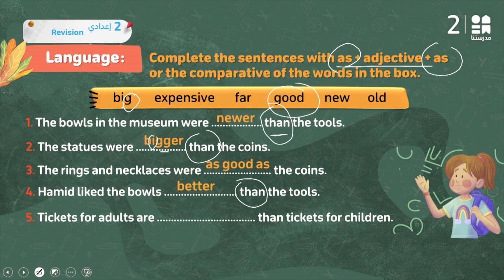For number 5 here, tickets for adults are more expensive than tickets for children. Adults, the big people, are more expensive than tickets for children. Of course, I have "than". Again, I have to think of a comparative case. Of course, I have to choose expensive, but here, shall I add -er to expensive or not? Definitely, I can't because expensive is a long adjective. In this case, what shall I add? Yes, I shall add more. So it should be like this: more expensive than.